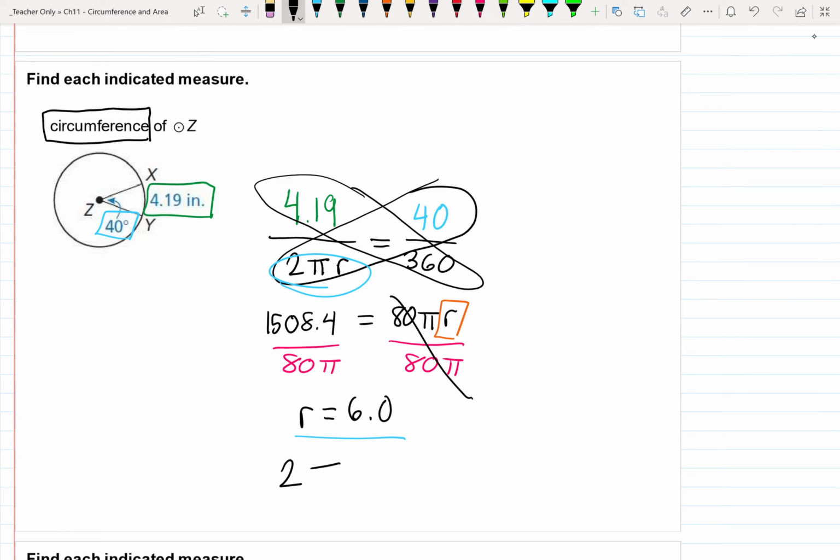2 times pi times 6. This is what our circumference is going to be, which would be 12 pi. 12 pi comes out to, when we put in our calculator, 37.699. So we'll say 37.70 inches. Our circumference is measured in length, so it would be inches.